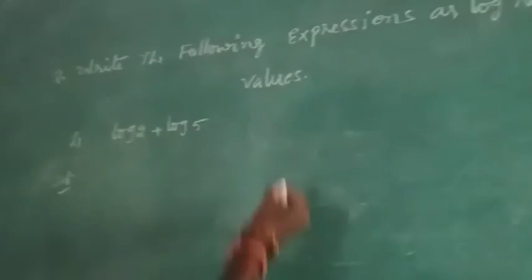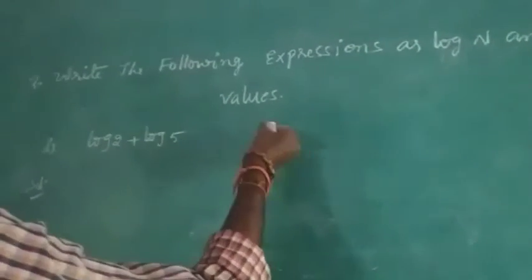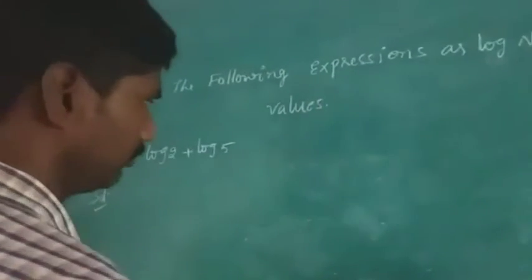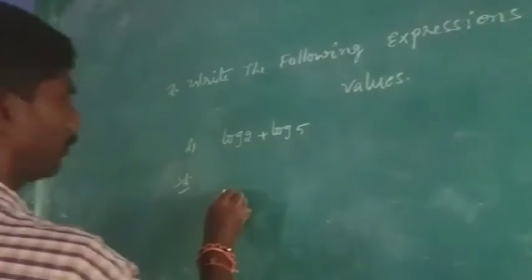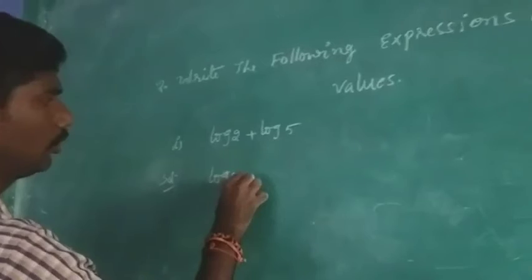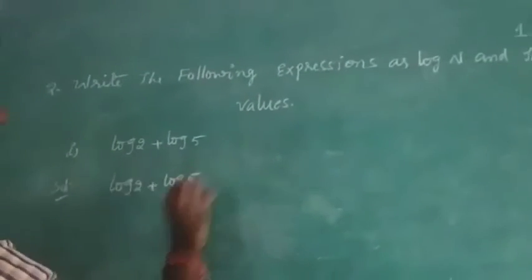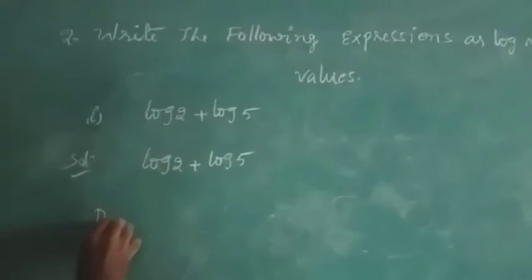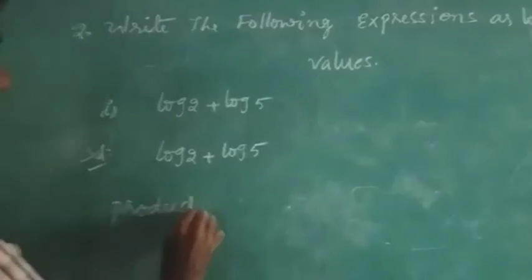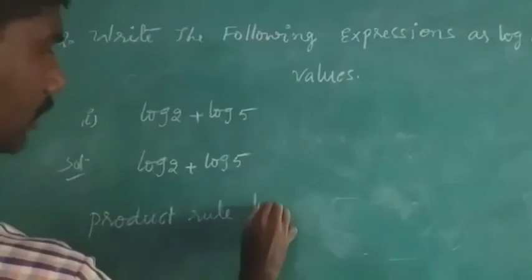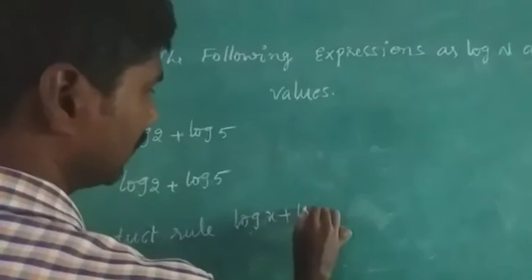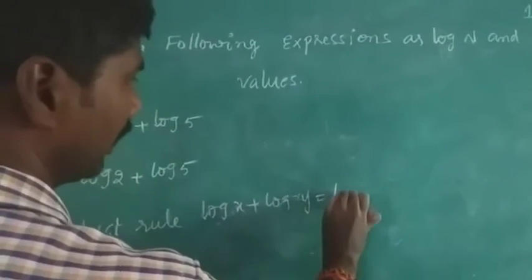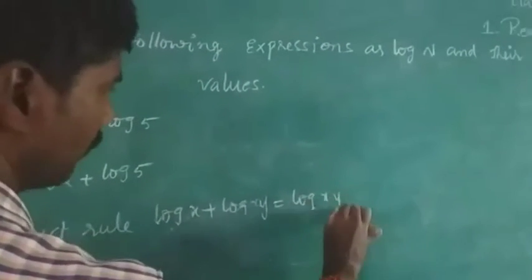We have 3 properties. What are the properties? You have quotient rule, product rule, power rule. So in that product rule, what is the product rule? Let me write the product rule: log 2 plus log 5. Product rule means log x plus log y, you can write it as log xy.